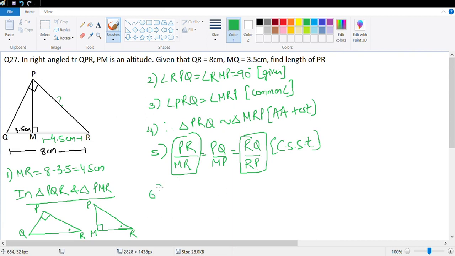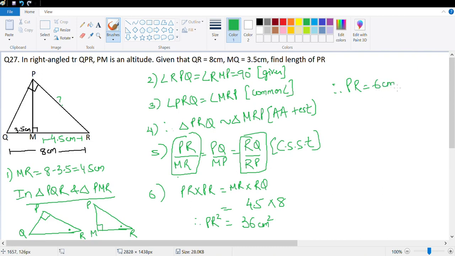So PR into PR should be equal to MR into RQ, which means MR is 4.5, RQ is 8. Therefore, PR square is equal to 4 into 8, 32, plus 4, that's 36 centimeter square. Therefore, PR is equal to 6 centimeter. Perfect, we've got our answer.